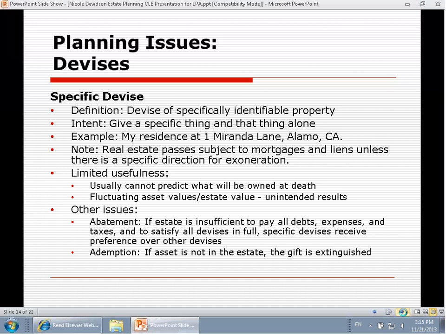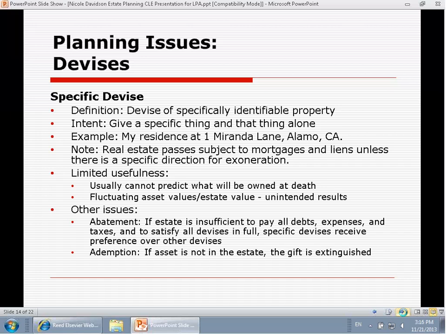Another issue with specific devises is that asset values can change dramatically from the time that a document is prepared until the time of death when it will be executed, and that can lead to unintended results, particularly when clients execute estate plans and then they never look at them again and they die 10, 20, 30 years later. I've personally seen this happen in my practice, where cash gifts that seem rather small at the time were made and the estate was spent down, and now one or two people that were intended to get rather small gifts in the big scheme of things ended up with the bulk of the estate.